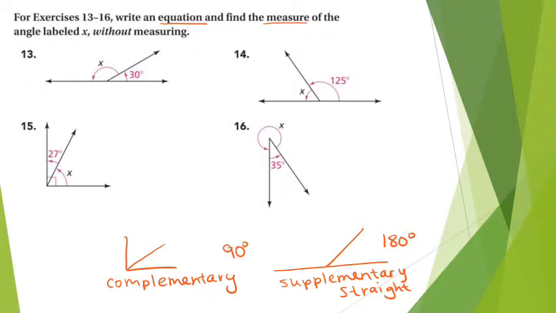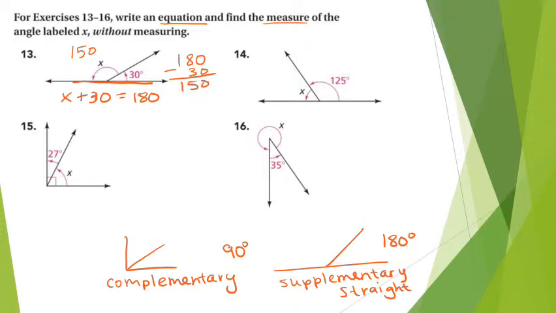So looking at 13, I can see I have angles here that make a straight line. So these are supplementary. So I'm going to go ahead and write a little equation here. X plus 30 degrees equals 180 degrees. And if I just think about that equation, I'm going to think about something plus 30 makes 180. And I can think about how 150 plus 30 would make 180. If I get stuck, I could always just do 180 and subtract 30 to find my 150 as well.